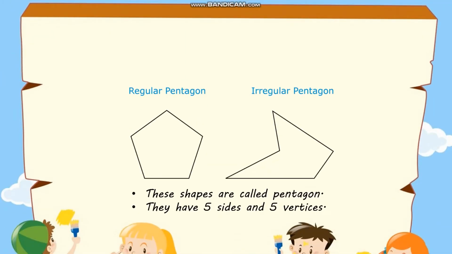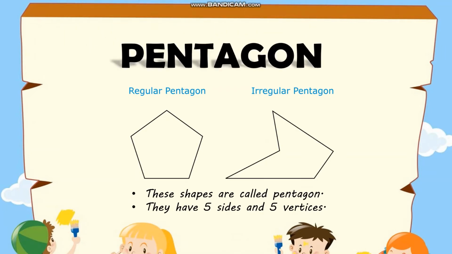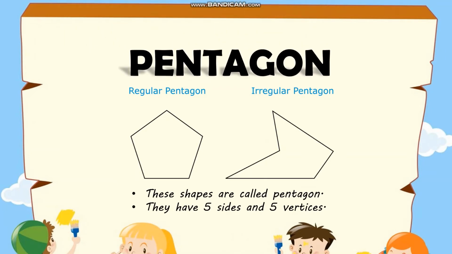The next shape is what we call pentagon. So as you can see in the example, there is a regular pentagon and irregular pentagon. They have 5 sides and 5 vertices. For regular pentagon, the sides or the length are the same. For irregular pentagon, the measurements of the sides are not equal, but both of these pentagons have 5 sides.